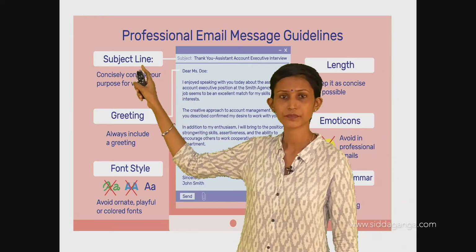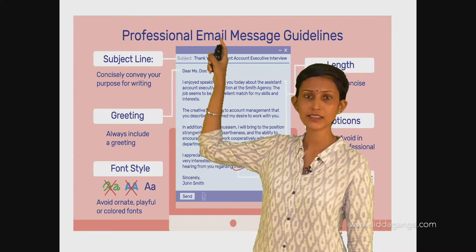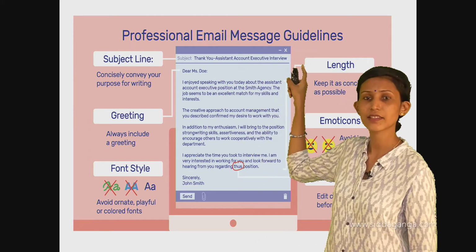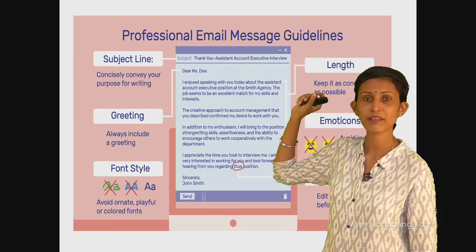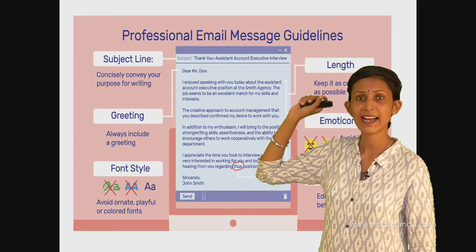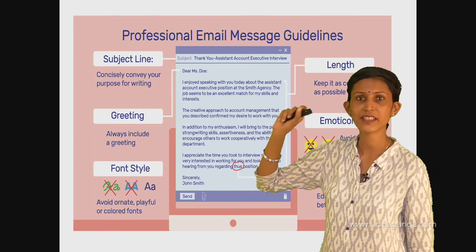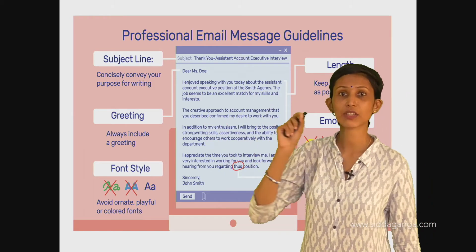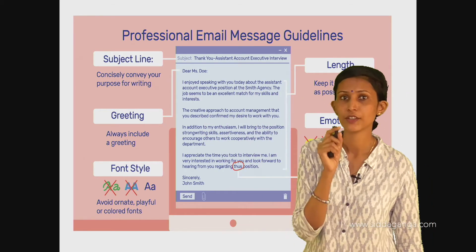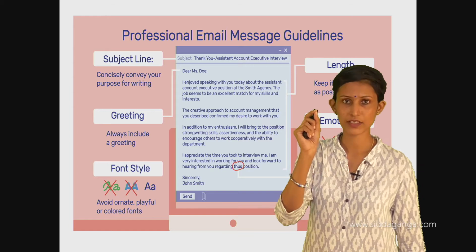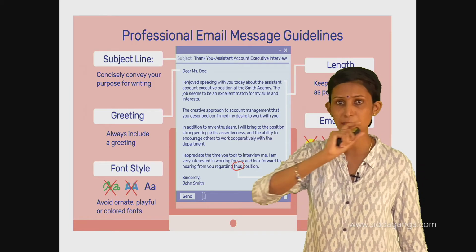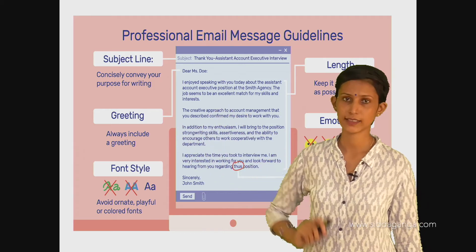See the first one, the subject line. What is the subject written over here? Thank you, Assistant Account Executive Interview. Now it should be very precise and to the point. You're not writing a whole new story in the subject line. As you write in the letter, what do you do? You're only highlighting the main point, isn't it? You are only specifying what is important.